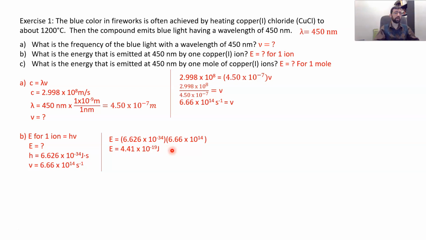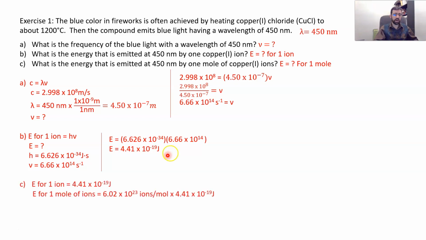If I wanted to know how much would be produced if I had 1 mole of copper 1 ions, I'm going to take that number and multiply it by Avogadro's number. So the energy for 1 ion is 4.41 times 10 to the negative 19th joules. The energy for 1 mole is going to be 6.02 times 10 to the 23rd power, the number of ions in a mole, times 4.41 times 10 to the negative 19th joules per mole.